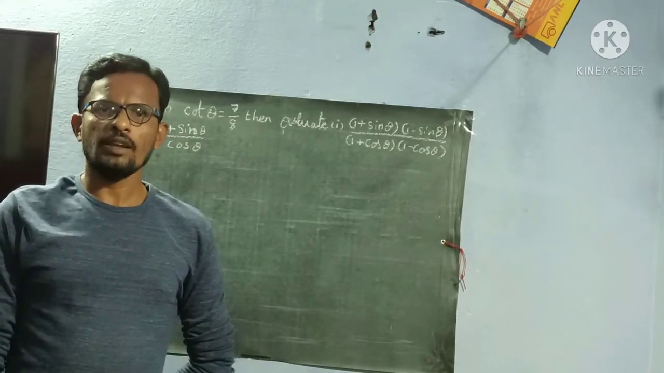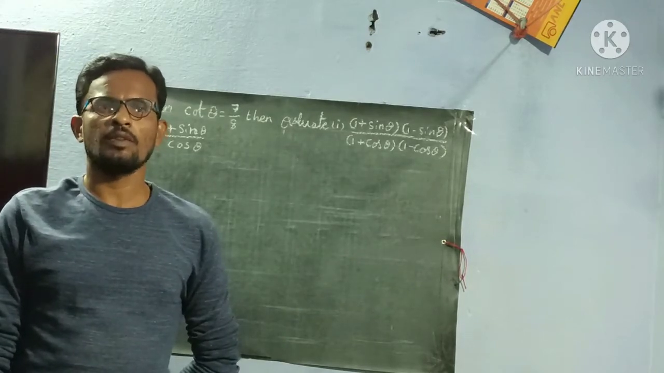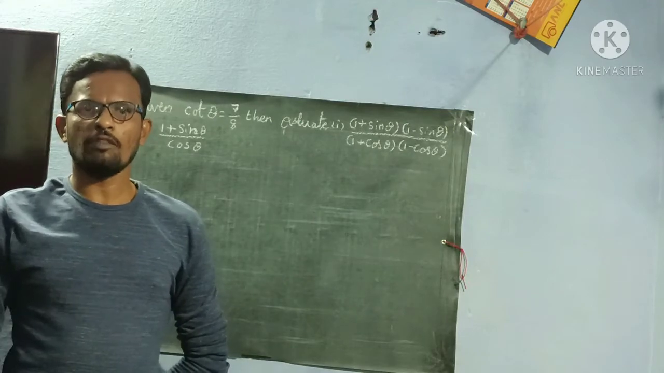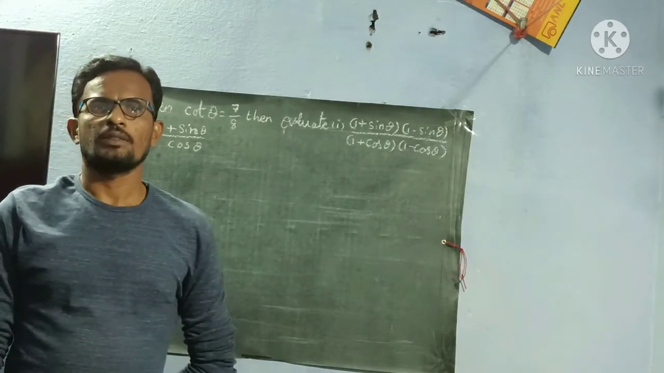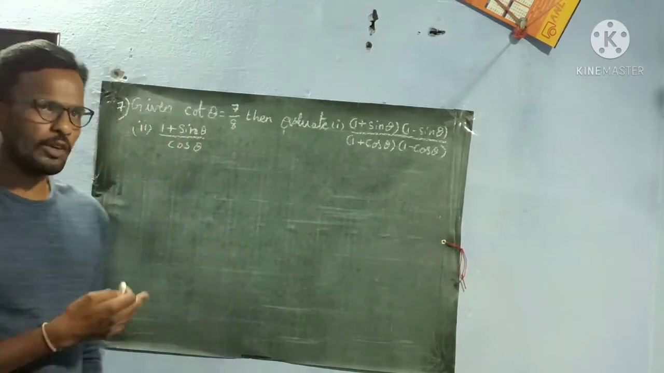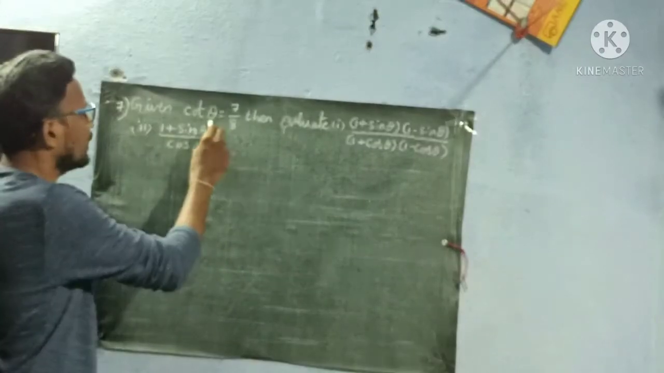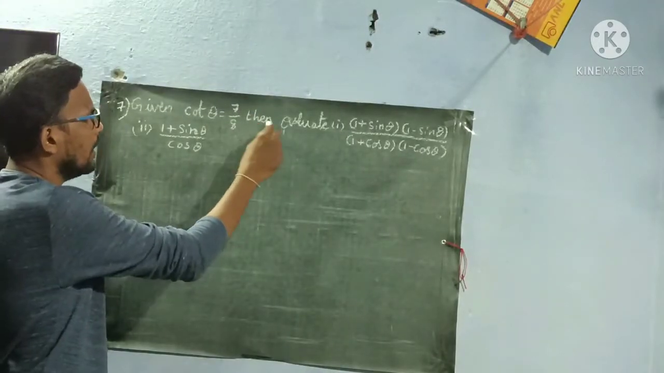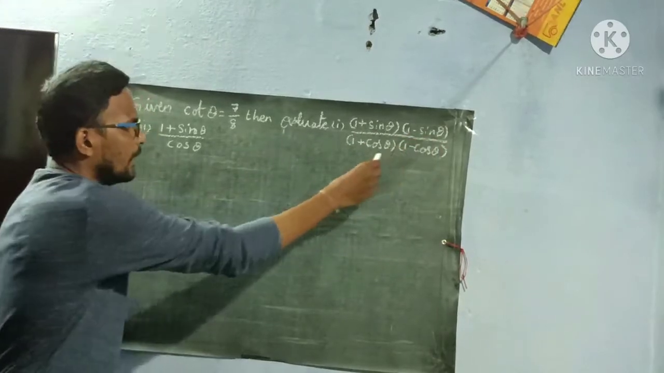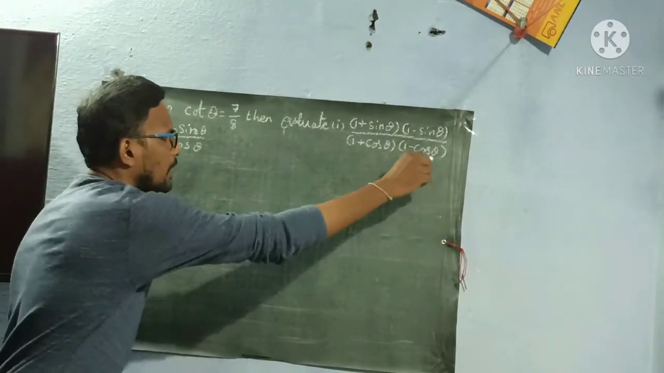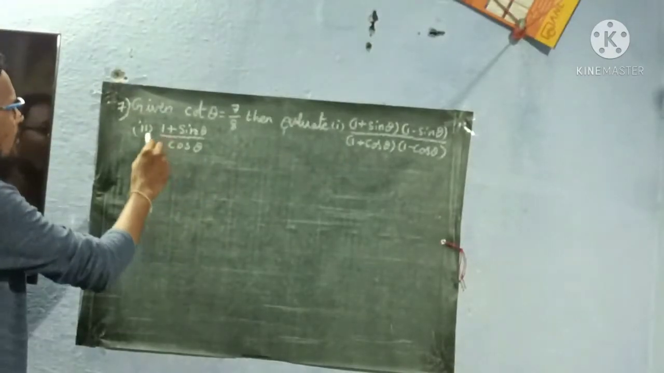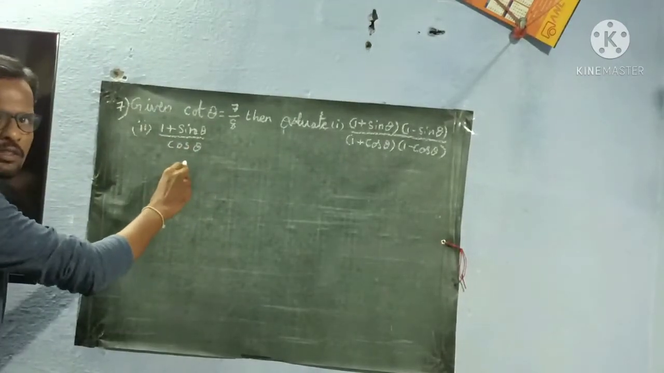Yesterday I completed the third problem. Now today I want to continue with the seventh problem. First I want to complete this important problem, so I started it now. Seventh problem. The question goes like this. Given cot theta is equal to 7 by 8, then evaluate (1 plus sin theta)(1 minus sin theta) by (1 plus cos theta)(1 minus cos theta). This is the first bit, and the second bit is (1 plus sin theta) by cos theta.